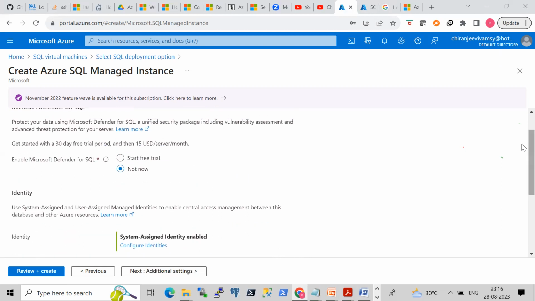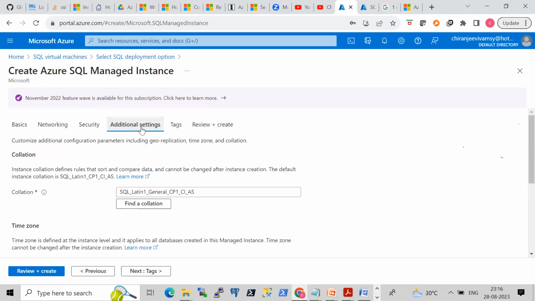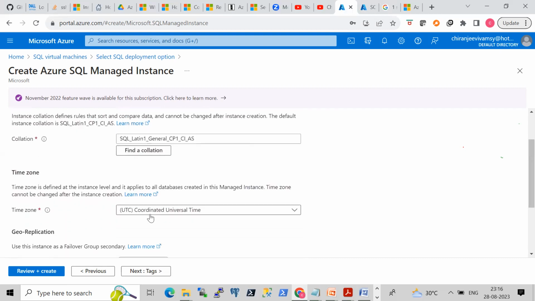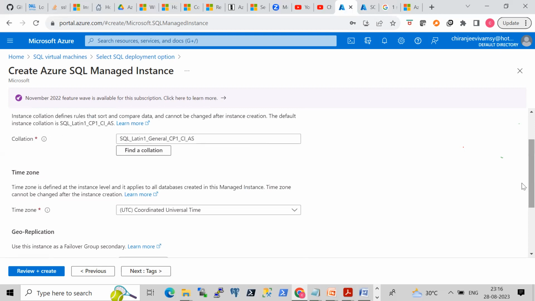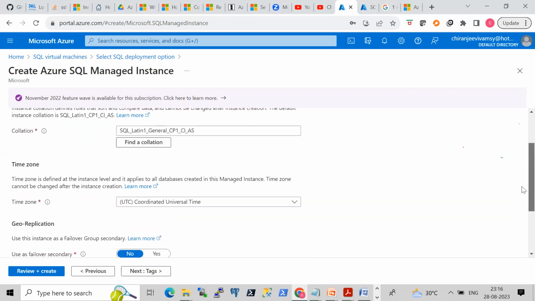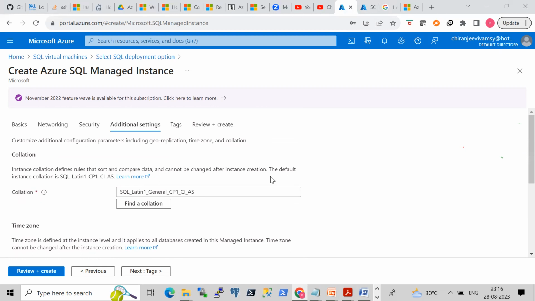TDE, that's fine. And one more difference is collation. I cannot choose a different collation for Azure SQL, but I can choose collation for MI. Second thing is time zone. I can choose time zone for MI, but that is not possible for Azure SQL. So those are the two differences in configuration. The rest all remains the same.